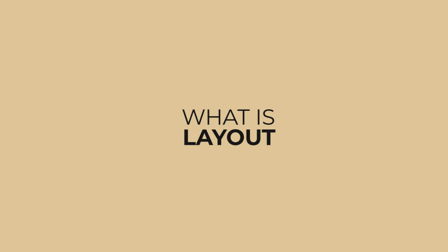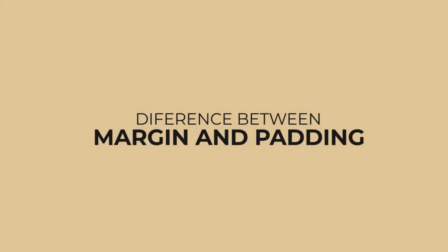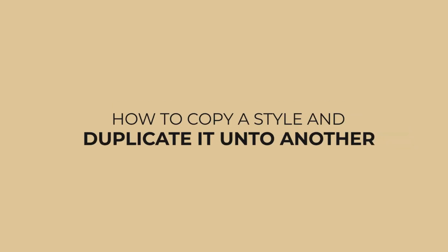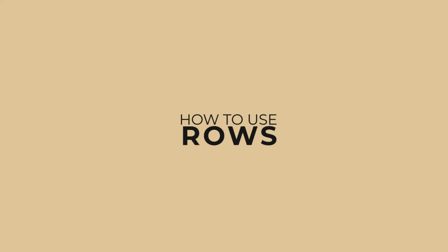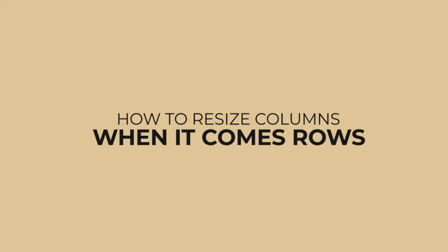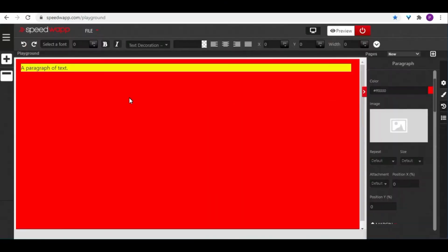So first of all, we are going to learn what a layout is, and secondly, we are going to learn what a margin is. The third thing we are going to do for today is also get to know what a padding is and the difference between a margin and a padding. Now the fourth thing we are going to explore today is how to copy a design or a style from one element and duplicate it onto another element. Now the last thing, which is the fifth thing we are going to do today, is how to use rows and also how to resize columns when it comes to rows, or how to align each and every individual column vertically in a row. So let's get started.